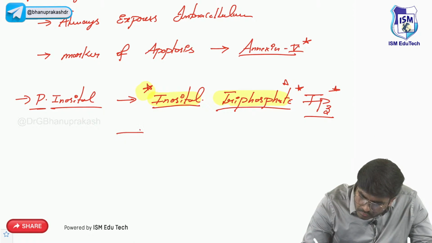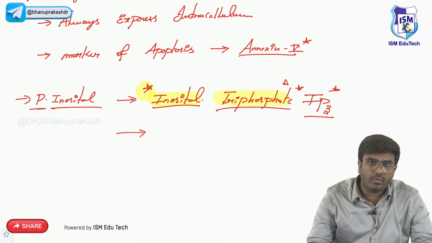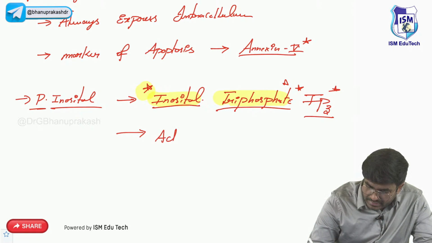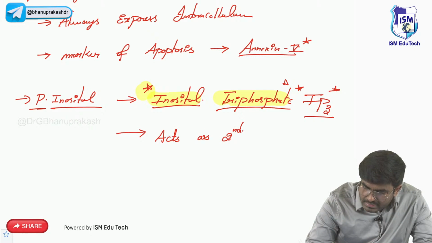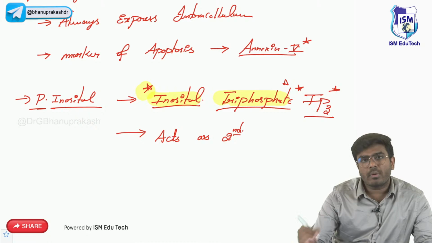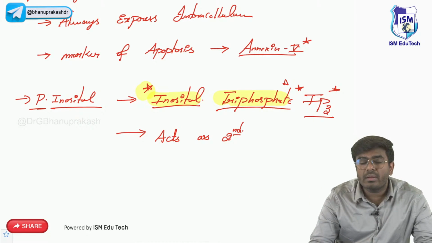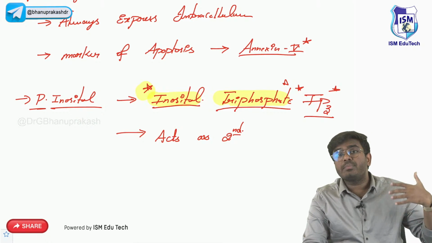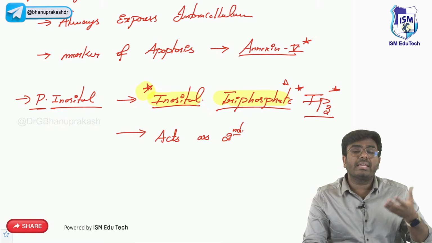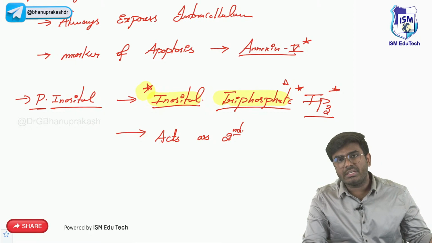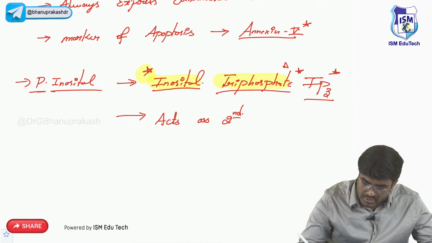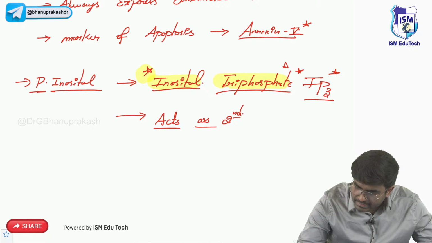Now, what else do we have to remember, especially from the exam point of view? This inositol triphosphate acts as a secondary messenger. Guys, in tomorrow's class or most probably the day after tomorrow's class, we will be discussing a topic called cellular messengers. There we will discuss the different types of secondary messengers like cyclic AMP, IP3, DAG. Just for now, trust me.